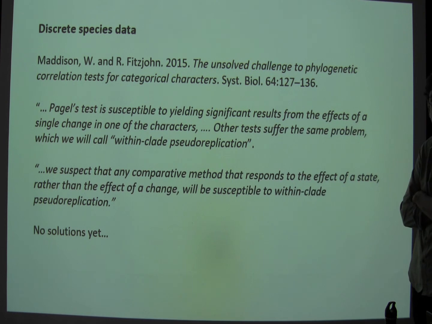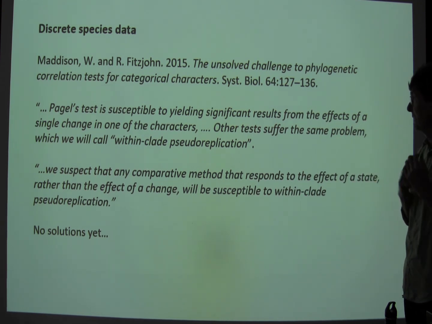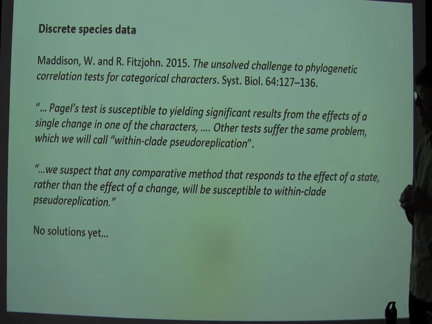And this is a bit worrying because I already pointed out the problem in the lilies that very few transitions need to be incorporated in order to produce this very strong association between these two traits. And now they're showing that actually you can get statistically significant associations between traits on the basis of only a single transition in both of the two traits, if they happen more or less at the same time.